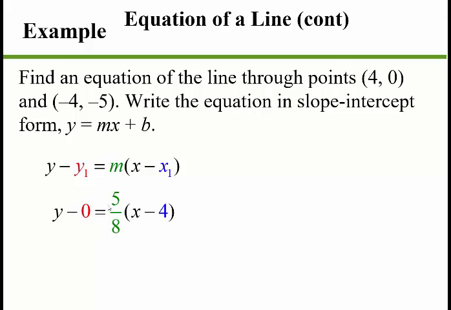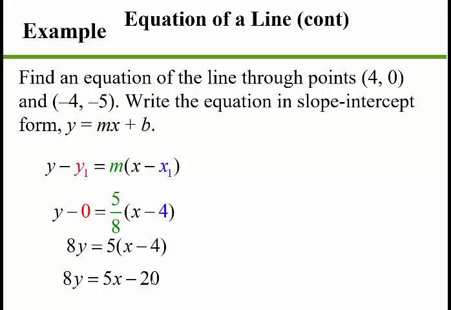So to clear the fraction, multiply both sides by whatever the denominator is, which is 8. So y minus 0 is y, but then when I multiply it by 8, it becomes 8y. 5/8 divided by 8, the 8 goes away, so you're just left with the 5. Now distribute. So you get 8y is equal to 5x minus 20.